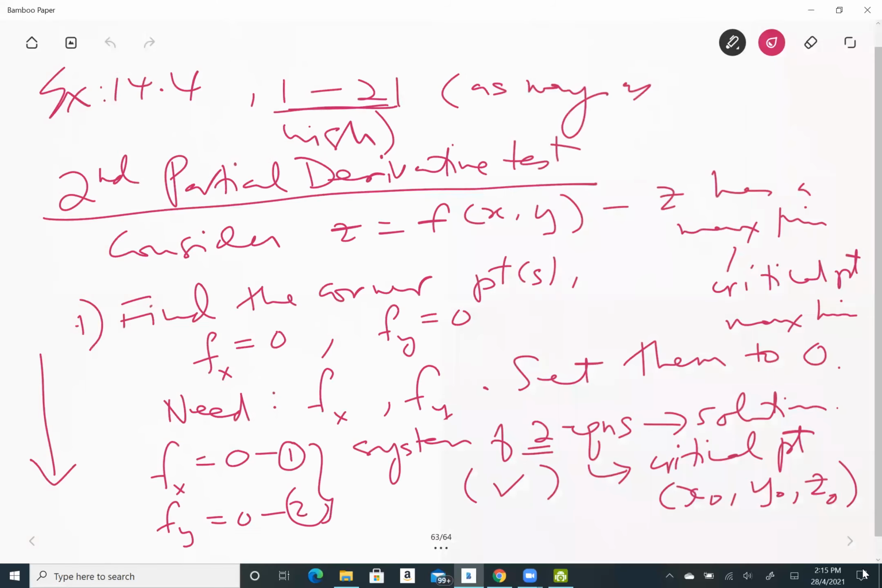So the second part would be getting the second partial derivative. Okay, number 2, you will find the second partial derivative. Why do we do that? Because you have to determine some function, and that function consists of fxx, fyy, and so on.